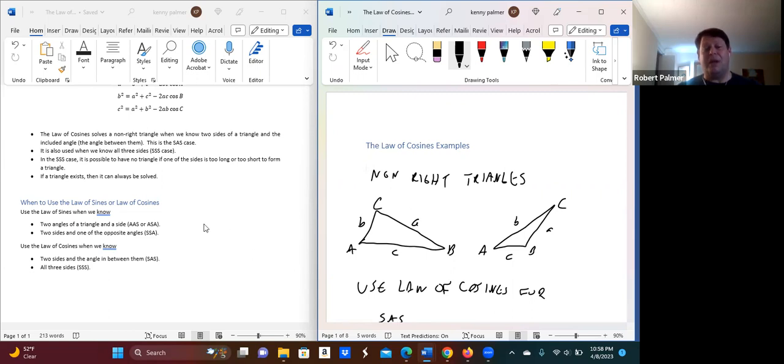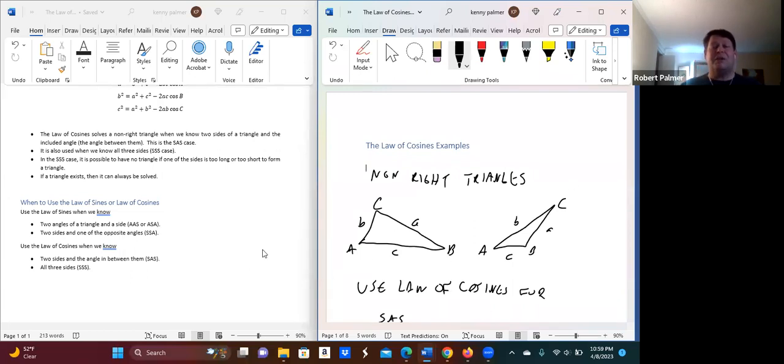The other case is what's called side-side-angle, where we have two sides and an opposite angle. For example, let's say we knew side b, side a, and either angle A or B. That's called the side-side-angle case, and it's also called the ambiguous case because you can have one unique triangle, you can have two triangles which fit that data, and it's also possible to have no triangle. That's why it's called the ambiguous case. And that's when you use the law of sines.